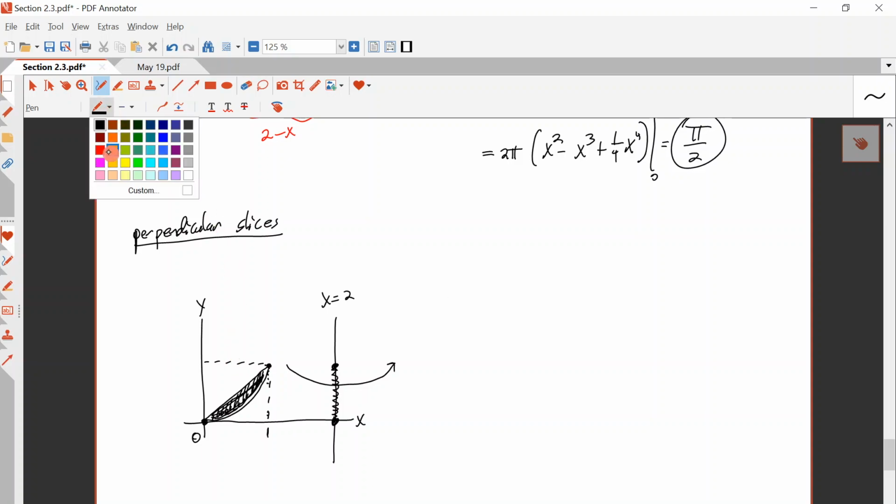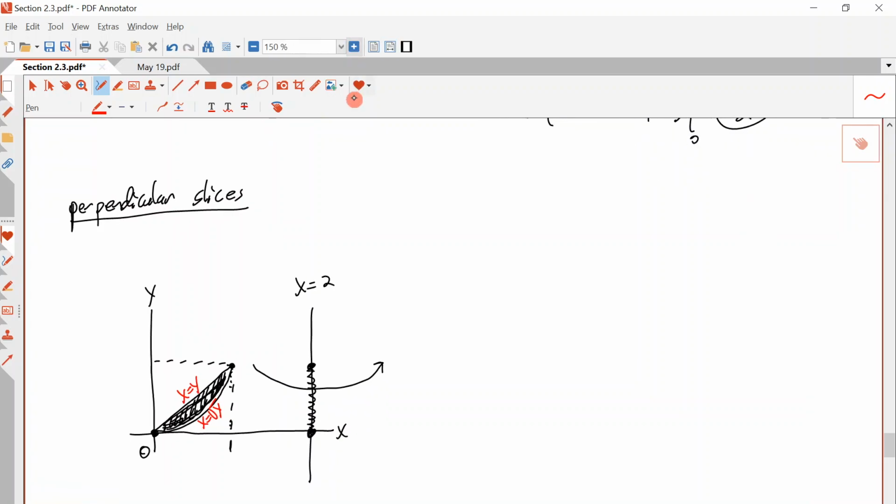Okay, so what are these functions? So this is x is equal to y, and this is x equal to square root y, on the inside, I guess. Okay, so now at a value of y, what is the perpendicular slice? The perpendicular slice is right here. Again, it's that washer shape.